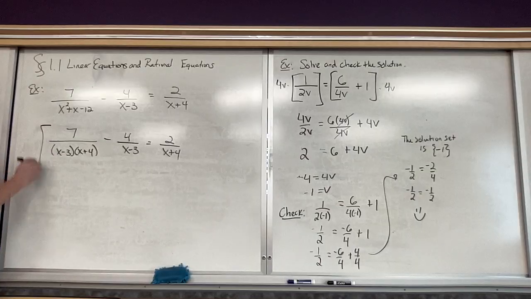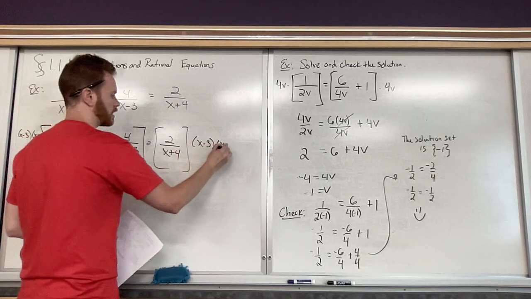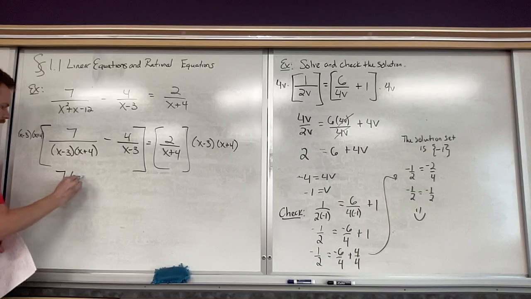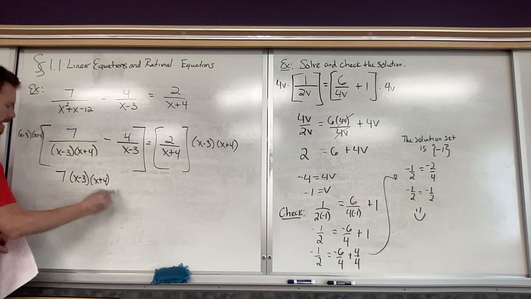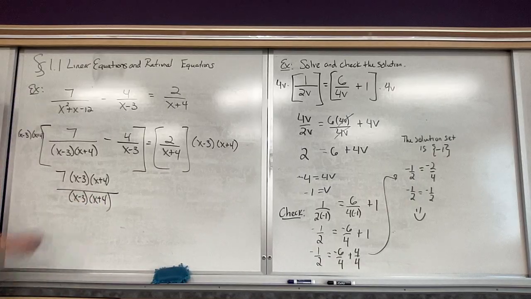So let's take a look at that. On this side, I'm going to multiply x minus 3, x plus 4, and then on this side, x minus 3, x plus 4. Now, I know it's kind of squished over here, so I apologize. But if I multiply these two things to here, and again, I'm not going to multiply it out because look what's going to happen. It reduces. They're all gone. All I have is a 7 that remains.